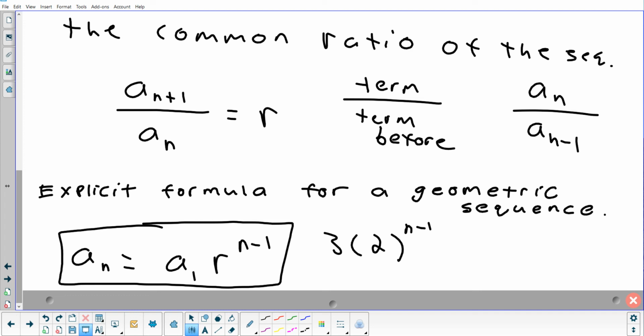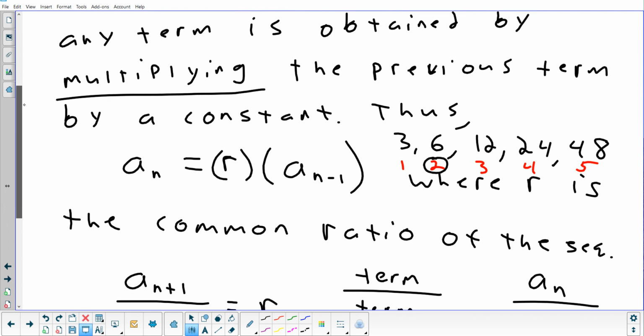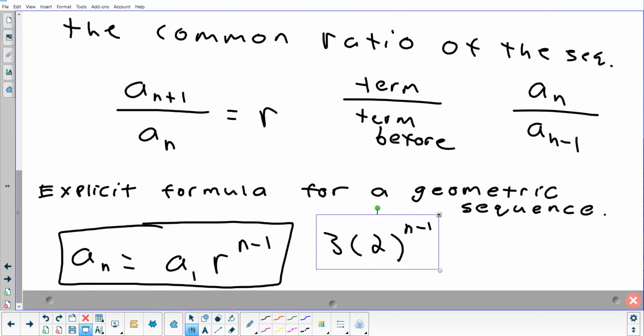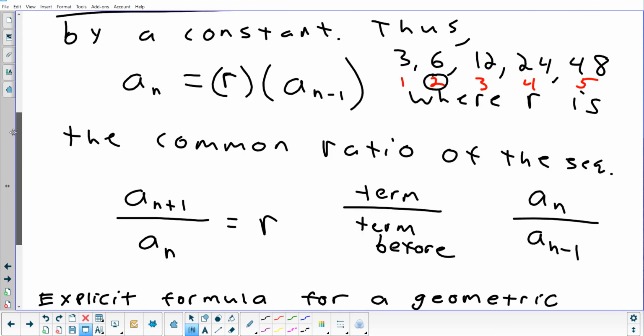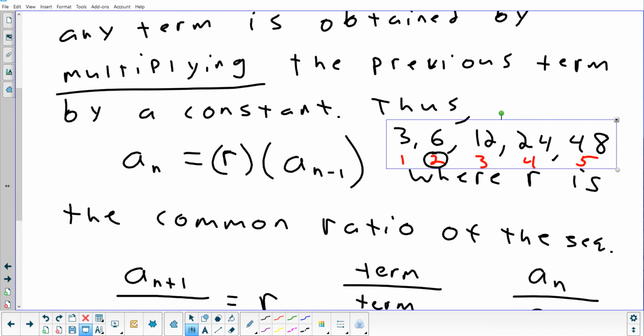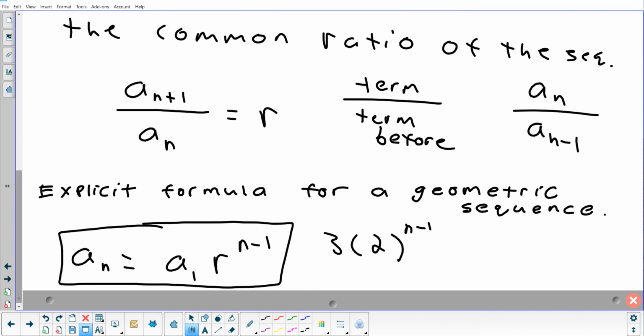1 minus 1 is 0. 2 to the 0 is 1. 1 times 3 is 3. Try the second one. 2 minus 1 is 1. What's 2 to the first power? 2 times 3? There's your second term, 6. Let's try the fourth one. 4 minus 1 is 3. What's 2 to the third? 8. And what's 8 times 3? 24. There you go. Well, so here's an explicit formula for a geometric sequence.